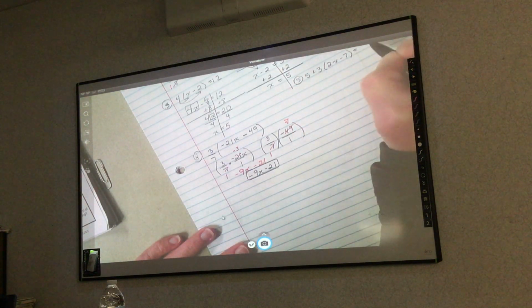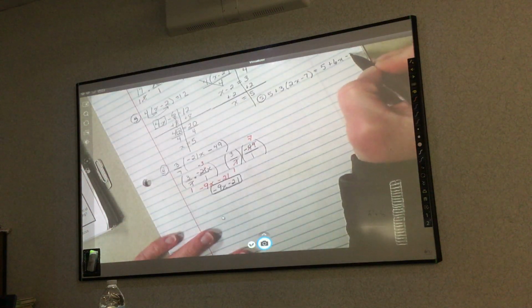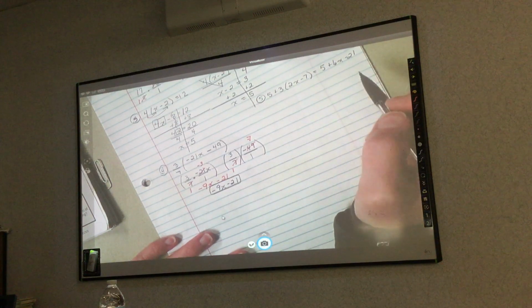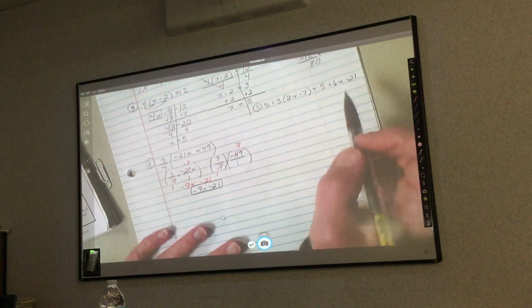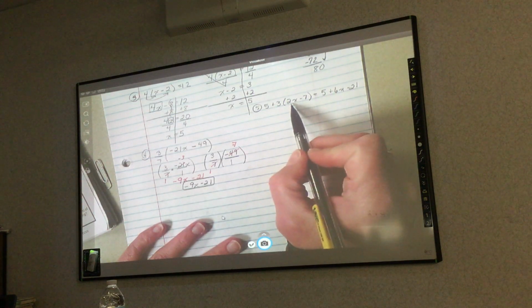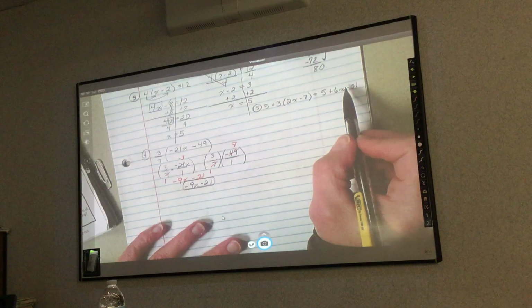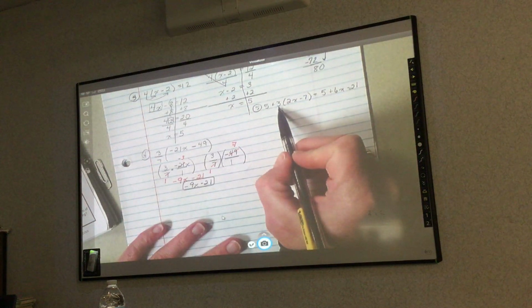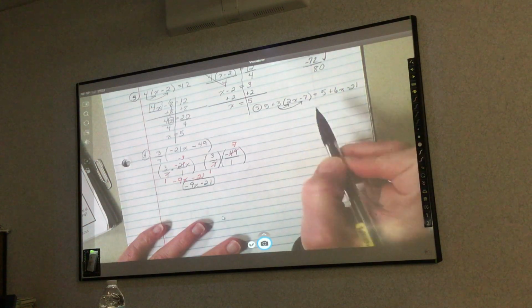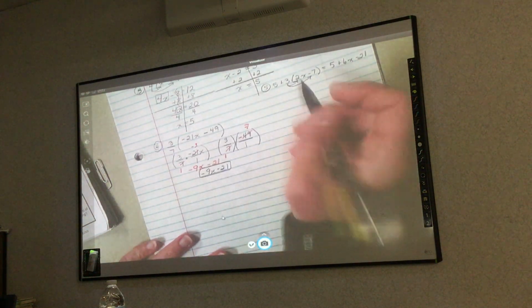What property is being shown? It would be if you have 5 plus 3 times the quantity 2x minus 7. I got rid of the parentheses by doing the multiplication. Distributive property. So the answer is just distributive.